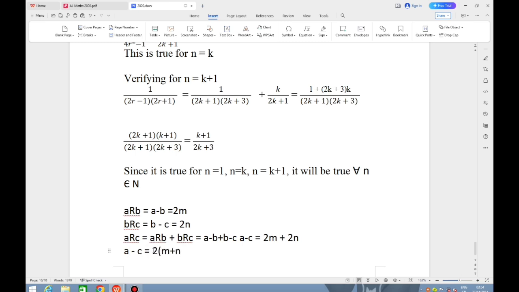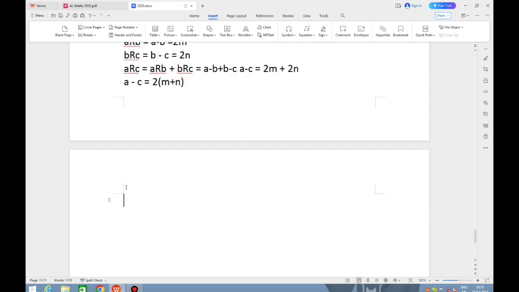Now this m plus n is an integer, so since a minus c is equal to 2 times m plus n, which is an even number, you can say a is related to c, and if a is related to c, then the relation R is transitive. So hence the relation R is transitive.